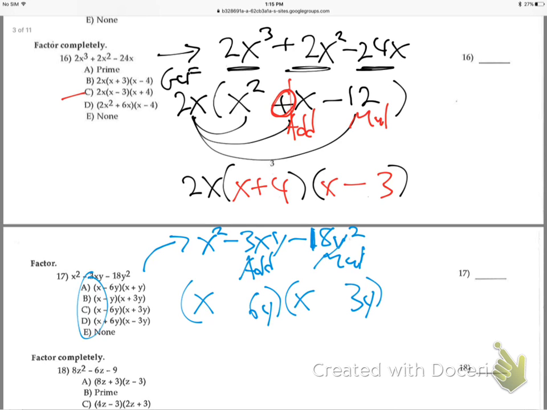Is that good? All right, so now how can they make the sign in the middle? The sign in the middle is negative. The sign in the middle goes on the bigger, right? Minus 6y, and then plus 3y. Is the answer there? C? It looks like C, doesn't it? Yeah, it is C. Good. Questions?